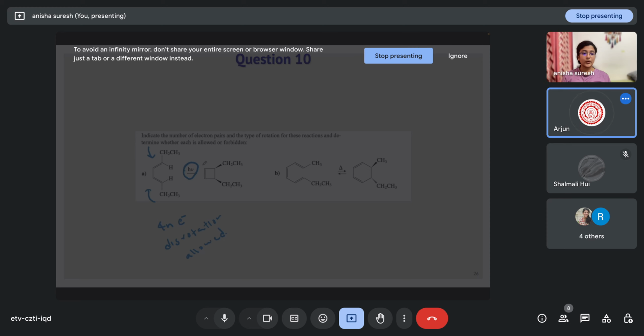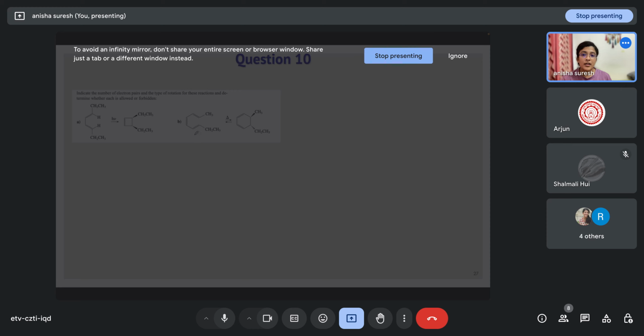Yes, ma'am. Okay. Now coming to the second part of this question, the B part. What is the number of electron pairs involved, type of rotation, and is it allowed or forbidden? 6 pi electrons. Under thermal condition, stereochemistry will be the same, meaning the methyl and ethyl group should be cis here. So this reaction, whatever reaction they have given, is forbidden.